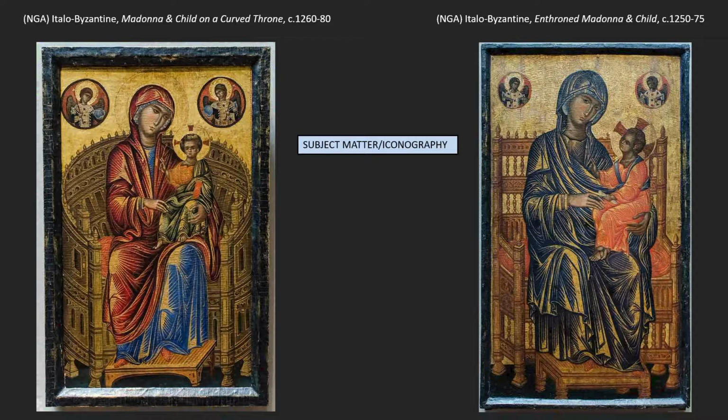Each is on a throne. Each has this gold background. It's real gold. We'll talk more about that. And each of them has these two little circles, roundels, for a bigger word, where we see angels in half figure, looking down on her as well. Great similarities in subject matter, not only in the overall layout, but also in many of the details.